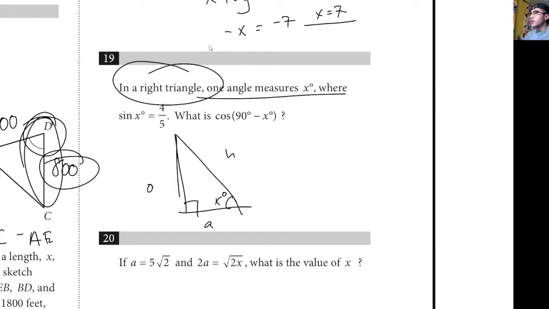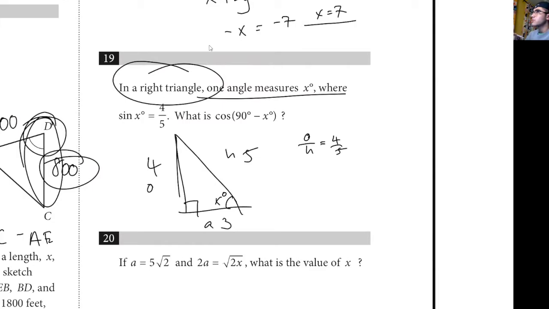Obviously, SOHCAHTOA, that stuff. A is adjacent, O is opposite, H is hypotenuse. Simple stuff. So sine of x is equal to 4/5. That means O over H is equal to 4 over 5, and for those reasons we know that O is 4 and H is 5. Obviously this is going to be a 3, 4, 5 triangle, so A is going to be 3. But that's not what it's asking us here.